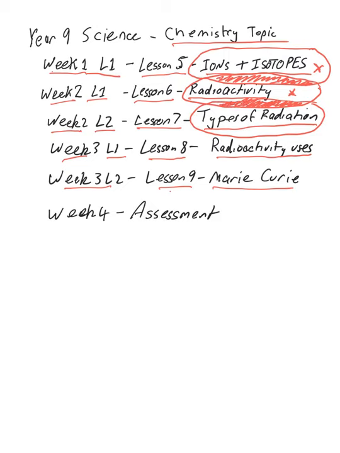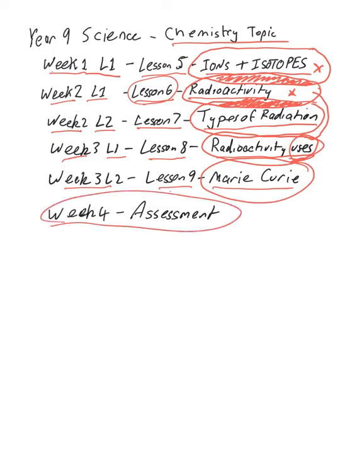They are linked lessons. Okay, and in fact, the lesson on radioactivity clearly has a lot of overlap with next week's lesson on radioactivity uses. You've already had to answer a question on this in the lesson 6 worksheet. Okay, and the last lesson for the topic is on a scientist called Marie Curie, or Madame Curie. And guess what she studied? Yes, radioactivity.